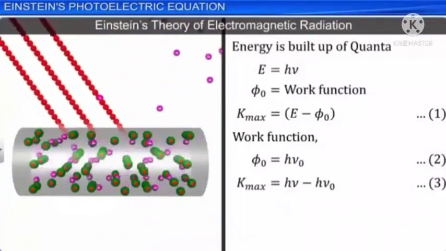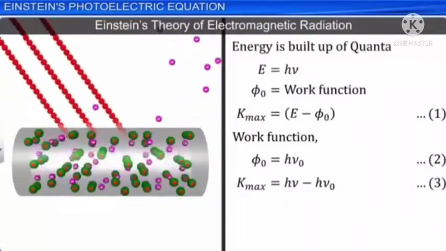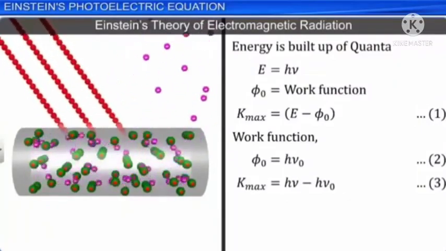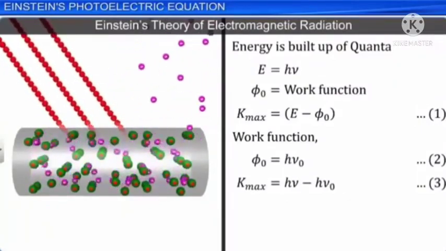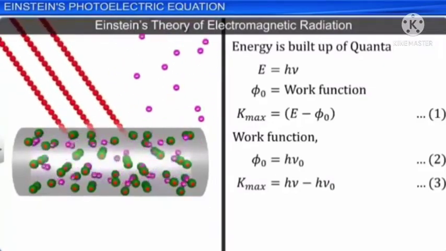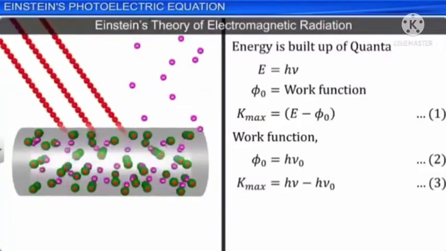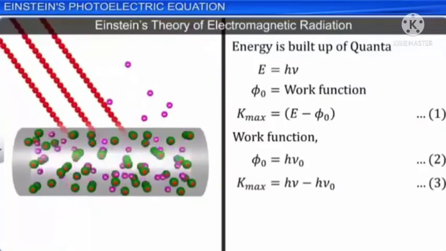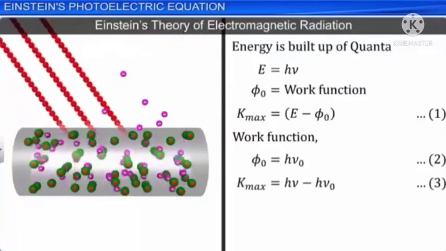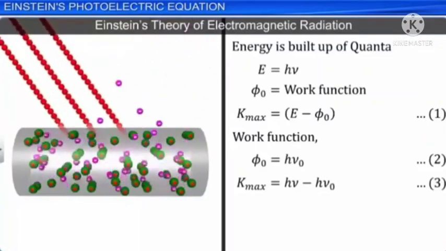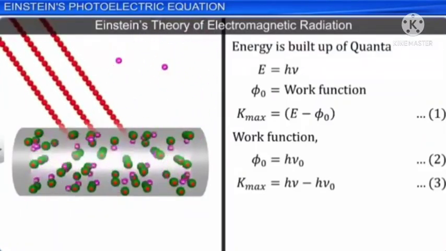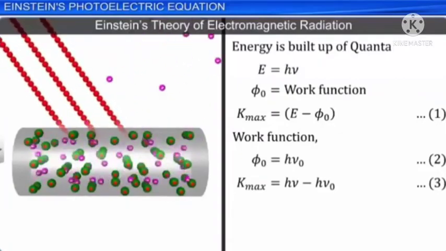As the intensity of the incident radiation increases, the number of photons incident per second on the metal increases. Thereby, the number of electrons absorbing energy from the photons increases per second, and hence the number of electrons ejected per second from the metal surface also increases, thereby causing an increase in the photoelectric current.